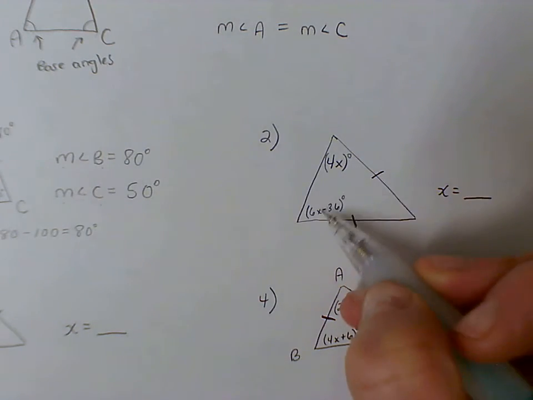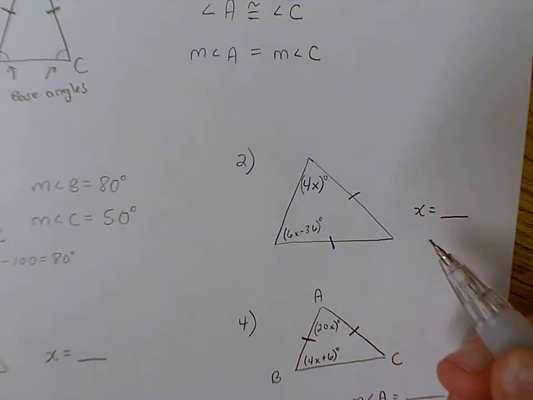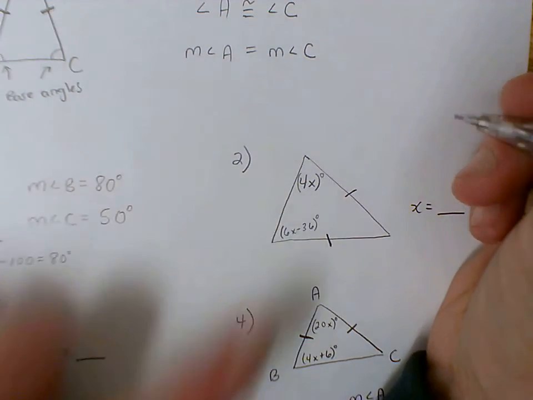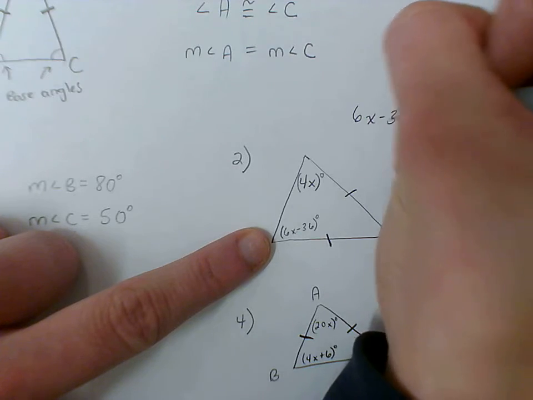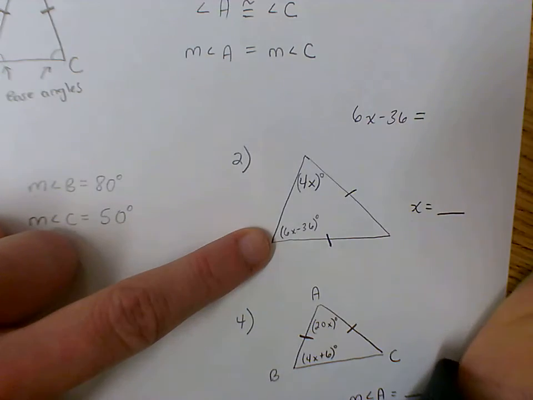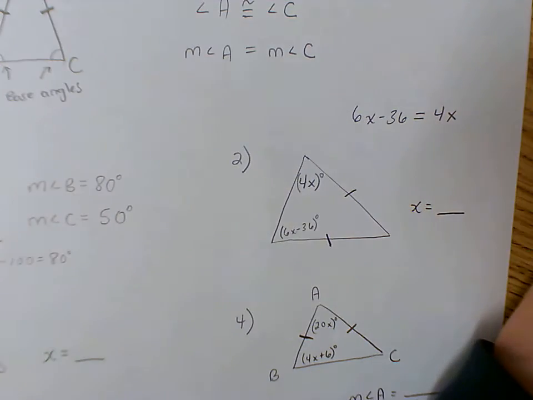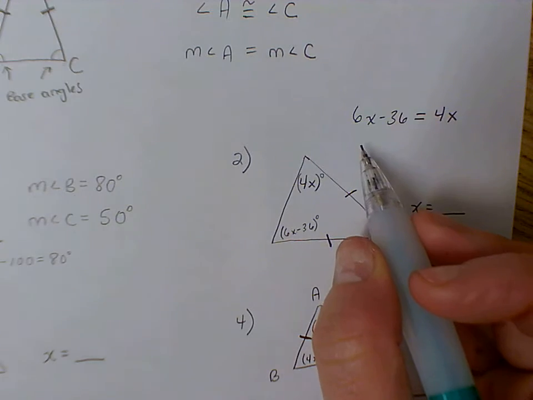Which means that they are equal. So to be able to find x, I have to set up an equation. And if I know they're equal, I'm going to take one of my angles, and it doesn't really matter which one you do first. I'll just start with this one. I have to take one of my angles and set it equal, so you put an equal sign to the other angle. Okay, so now that you have your equation, you're going to have to solve it.